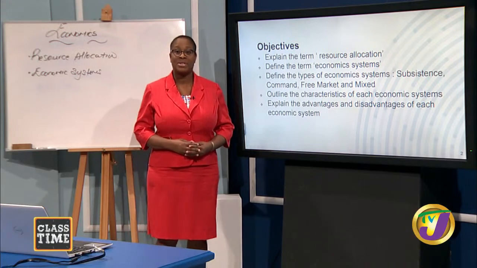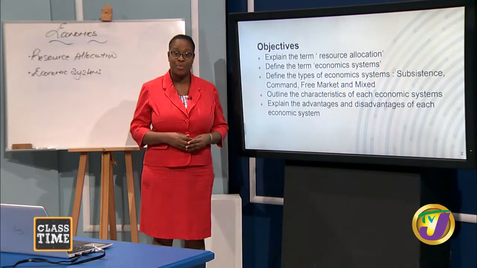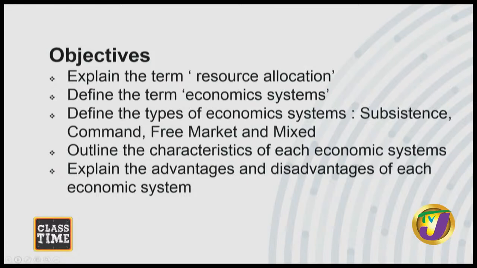So for our objectives today, we are going to explain the term resource allocation. We're also going to define the term economic systems, and define the types of economic systems. They are listed there: subsistent, command, free market, and mixed. We're also going to outline the characteristics or features of each economic system and explain some of the advantages and disadvantages of each economic system.